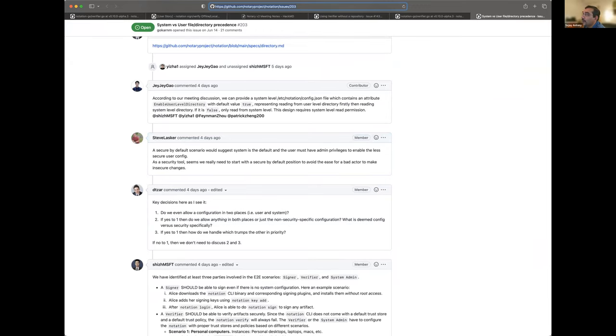On a serious note, I don't know why we consider user credentials or user settings any less secure than system settings, because in the context of anything that's running, different users have different access here. What is the current permission model for notation? Notation doesn't have a permission model, is my understanding. Yep, it doesn't have one.